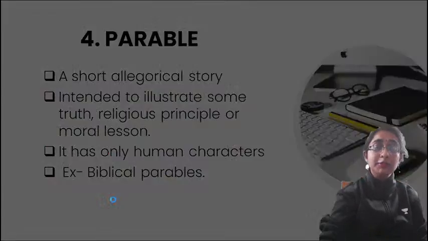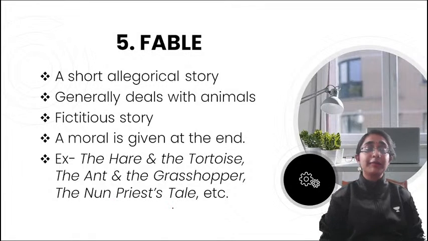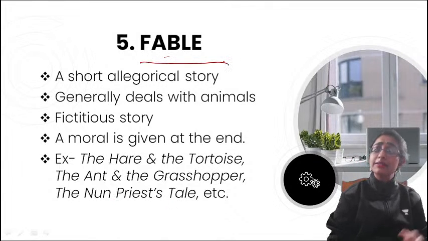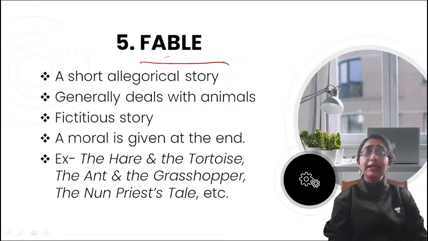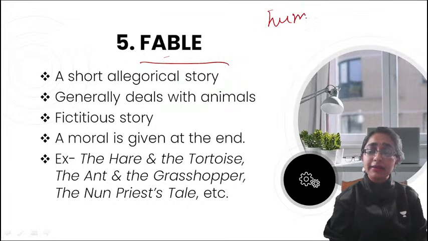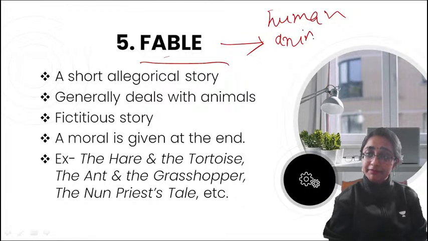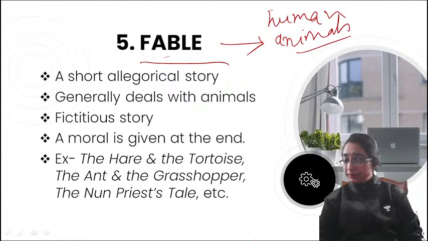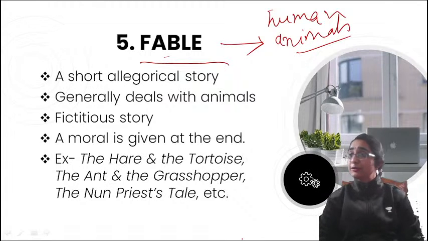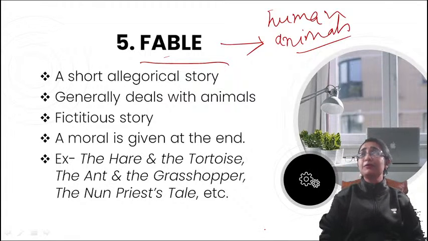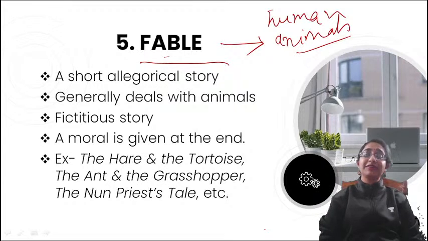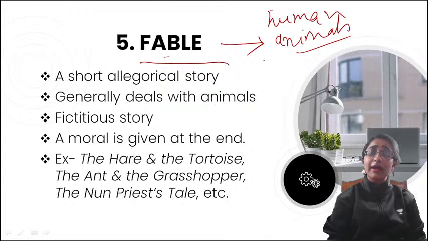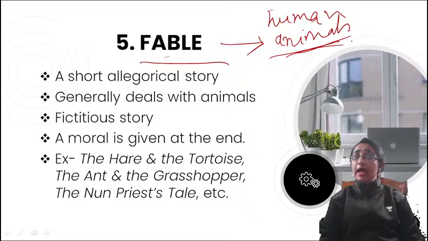Now, next we will talk about fable. Sneha has already mentioned it. The only difference between parable and fable is that in a parable we find human characters, but in a fable we find animals. A very good example is Panchatantra. And Aesop's fables also. You all have read the very good stories of Aesop's fables in your childhood, right? So in a fable we find animals as characters.